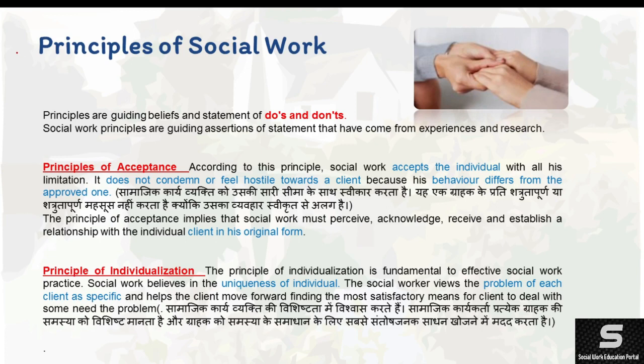Now the next, that is principle of social work. समाज कार्य के principle क्या होते हैं? So basically principle is a guiding belief, or you can say a statement of what to do and what not to do. आपको क्या करना चाहिए, क्या नहीं करना चाहिए, ये पता चलता है आपको सिद्धांत से, किस सिद्धांत को आपको फॉलो करना है, क्या आपको करना है, क्या नहीं. So all these principles which are involved in social work, that we are going to study. Like the first, that is principle of acceptance.